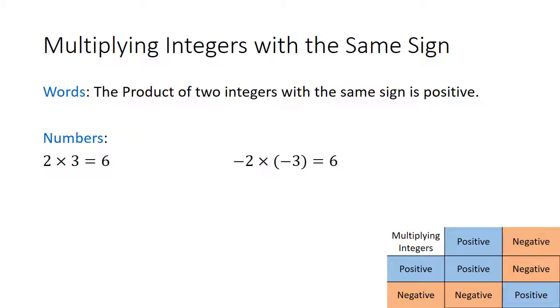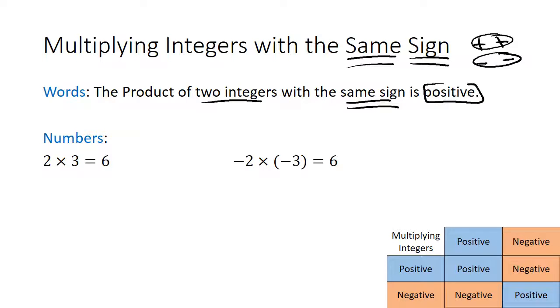So the first thing that we need to be aware of is that we can multiply integers together with the same sign. Now when we're multiplying these integers together and they have the same sign, that means they're either both positive or they're both negative. Either both positive or both negative. We need to know what's going to happen. Now, the product of two integers with the same sign is always going to be positive.